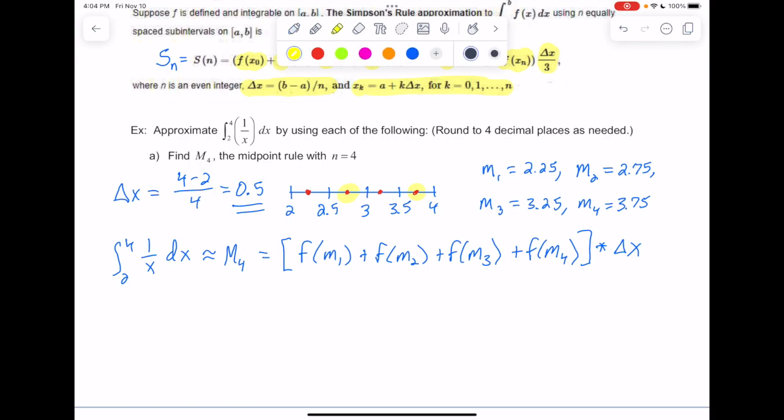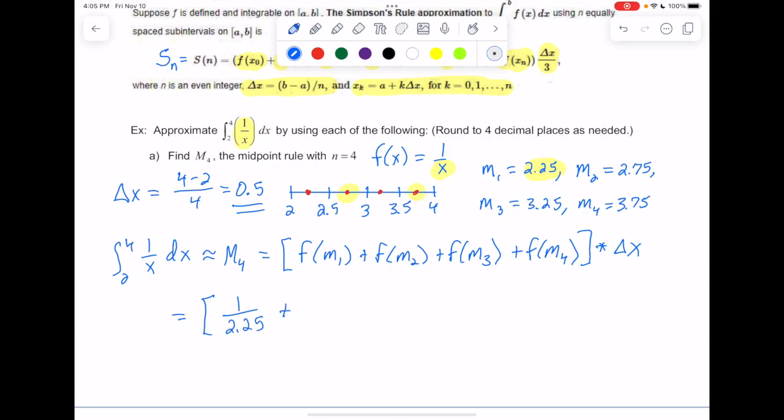The f is whatever the function is that's inside of our integral. So our f of x on this problem is just 1 over x. All right, so what does that look like then? This is a nice easy function for us to start with. Nice gentle beginning. For f of m1, we need the first midpoint value, 2.25, and we just plug that in for the x in the 1 over x function, so that ends up being 1 over 2.25.